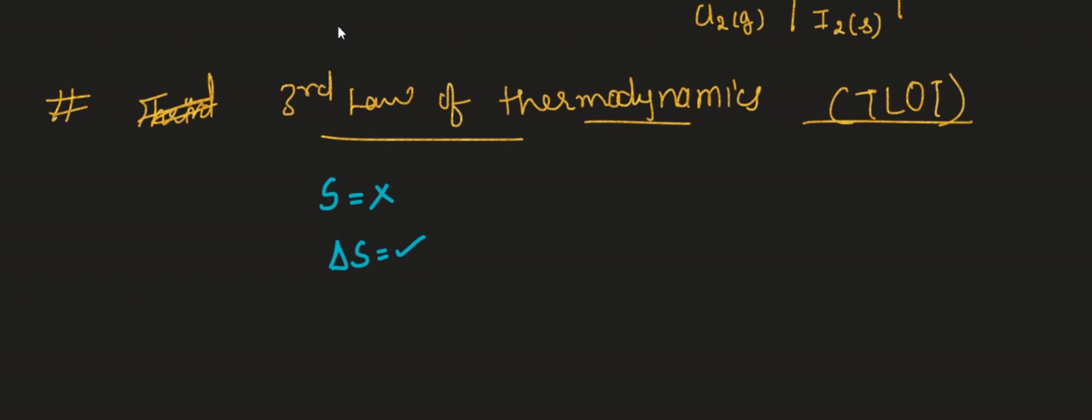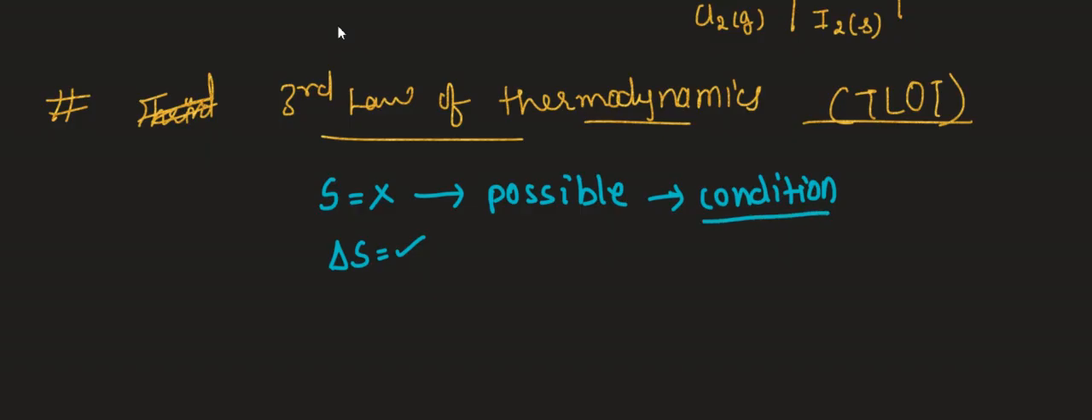The entropy concept says that we cannot find the exact value of entropy, but we can find the change in entropy. But the third law says that finding the exact value of entropy is possible. What does the third law say? It says that finding the exact value of entropy is possible, but there are a few conditions. If the conditions are satisfied, then only can you find the exact value of the entropy.